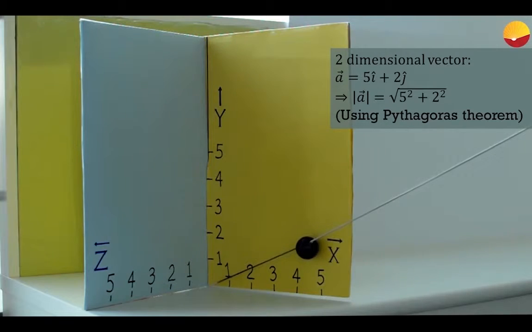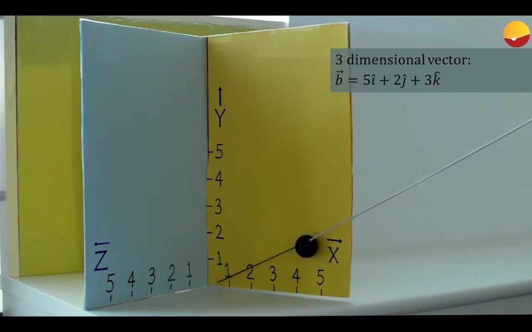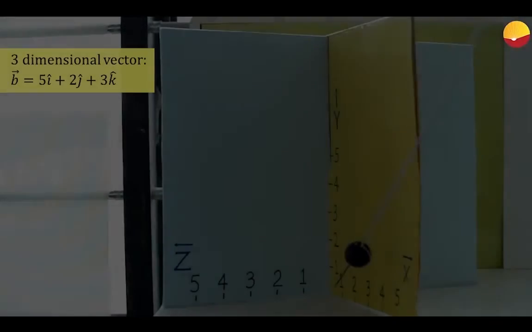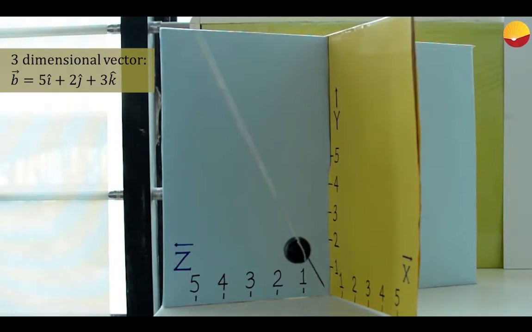Now let us say I have a three-dimensional vector and this vector is 5i cap plus 2j cap plus 3k cap. To get to this vector, I will need to move 5 units in the x direction, 2 units in the y direction and 3 units in the z direction. The vector that I can now see is actually 5i cap plus 2j cap plus 3k cap.